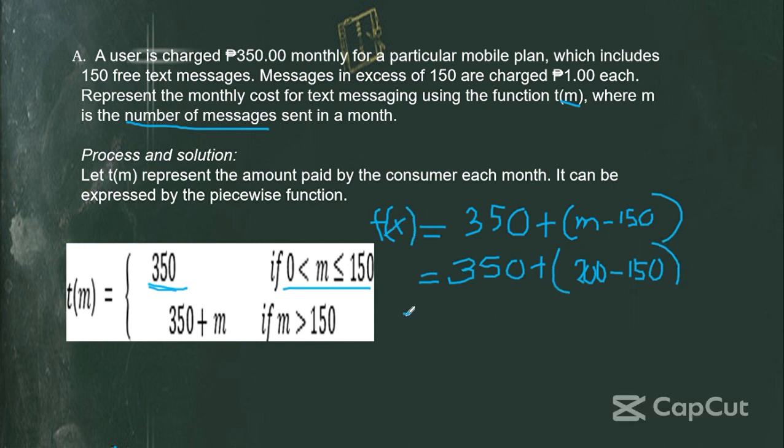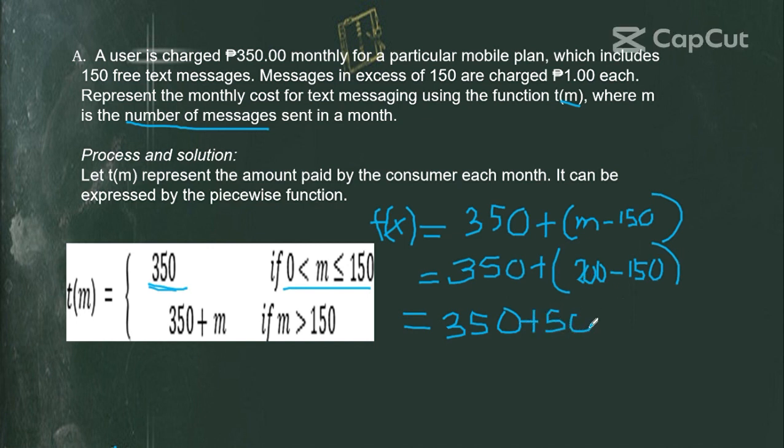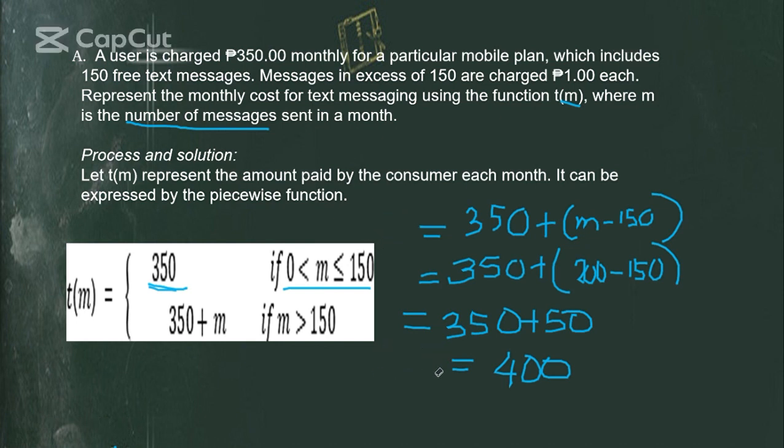So I did not put any amount there because it is 1 peso. That means any number multiplied by 1 is still that number. So 350 plus 200 minus 150, that is 50. So you have to pay f of x equal to, your y is equal to, this is not f of x for this problem because what we are using is T of M. Sorry.